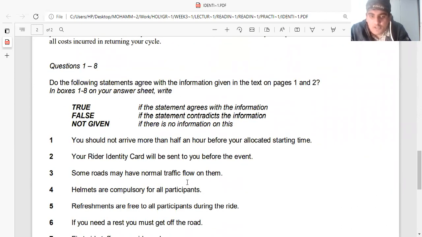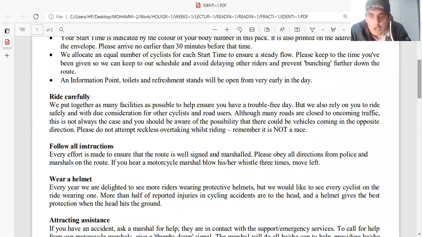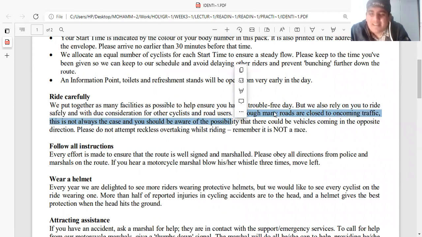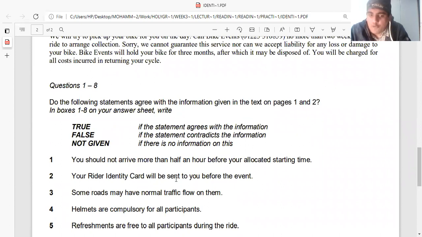Then: some roads may have normal traffic flow on them. Okay, if you look over here, it says that although many roads are closed to oncoming traffic, this is not always the case. So although many roads are closed, some roads will be open. Sometimes you just have to be good at interpreting and you will automatically find the answer. So many roads will be closed, but this is not always the case, which means that some roads will be open to normal traffic. The statement agrees with the information. Therefore, the answer for question 3 will be true.